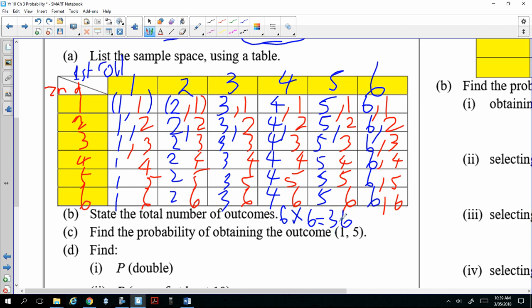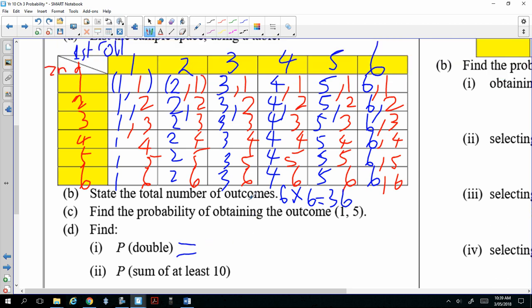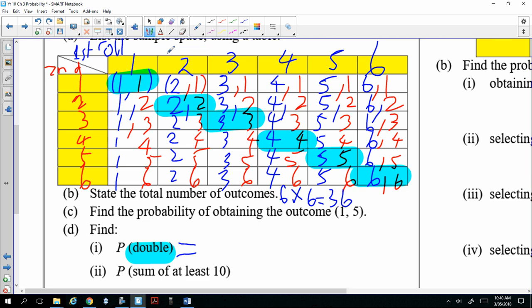So now we can find the probability of getting a double. What's a double? Two rows that are the same. Very good. All right, let me just highlight the ones that are acceptable. So these are the. I skipped it. Oh, oops, sorry. Okay, so we'll just go down. Let's do this first, and we'll go back. Sorry about that. Okay, so for double will be 6 out of 36, which is 1/6.